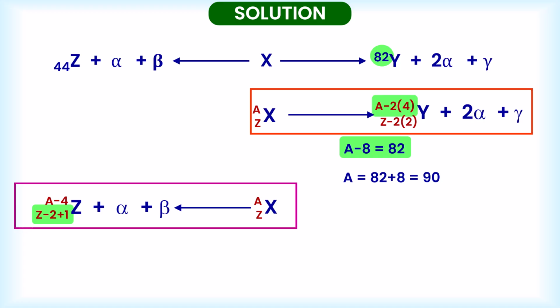Since the atomic number of the resulting nuclide Z is given as 44, we can write Z minus 2 plus 1 is equal to 44. From this, we get Z is equal to 45. So finally, for the element X, mass number A is equal to 90 and atomic number Z is equal to 45.